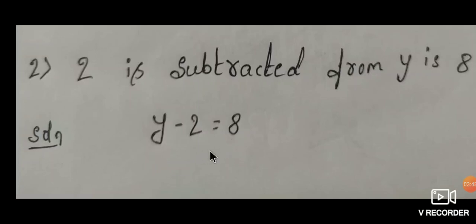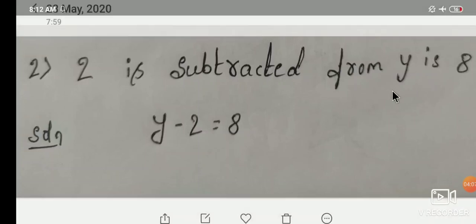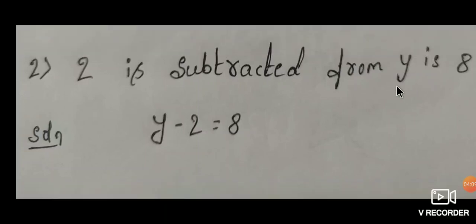LHS is equal to RHS. Right? Yes. So we should write only the equation. You should think about how to write the equations for the given statements. 2 is subtracted from y means we have to subtract 2 from y.